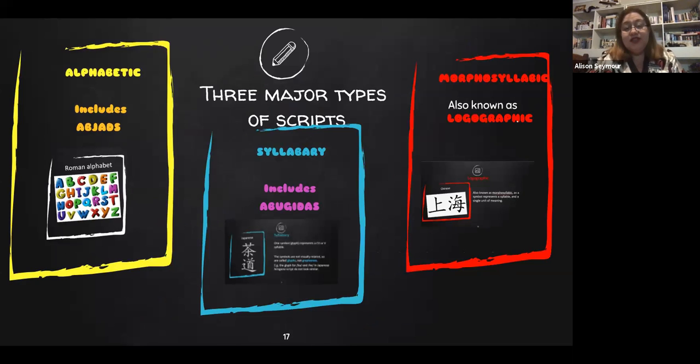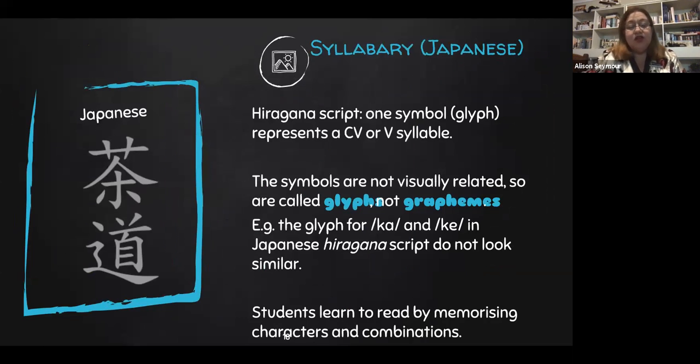Okay, and so moving on to the second major type of script, and this is a syllabary. We're going to look first of all at the Japanese syllabary. Japanese actually has a number of different scripts. You may or may not know that already. The hiragana script is where one particular symbol represents a syllable rather than an individual sound. It could be a vowel syllable or a consonant-vowel syllable, but the symbol represents the full syllable. Because they're not visually related, we call them glyphs and not graphemes.